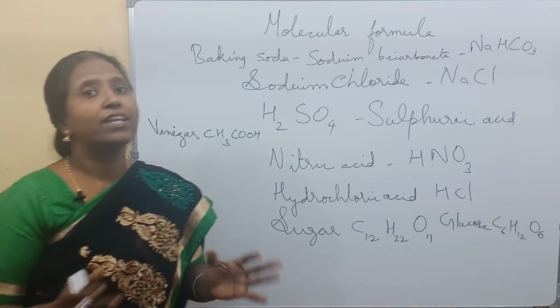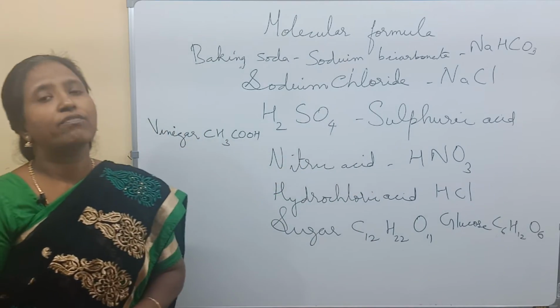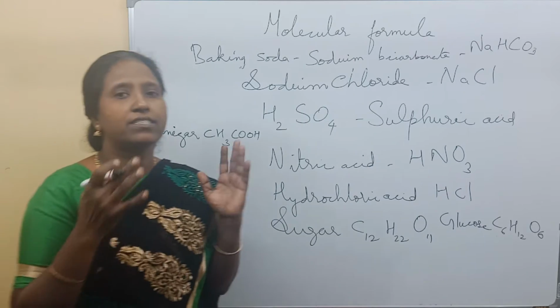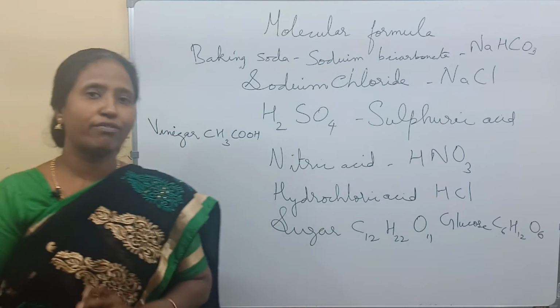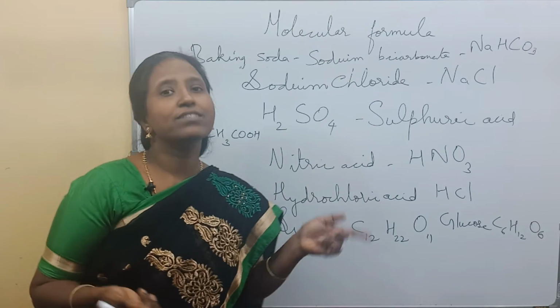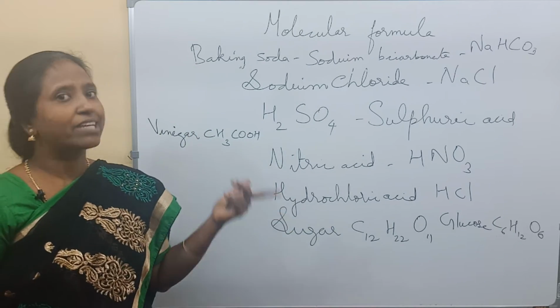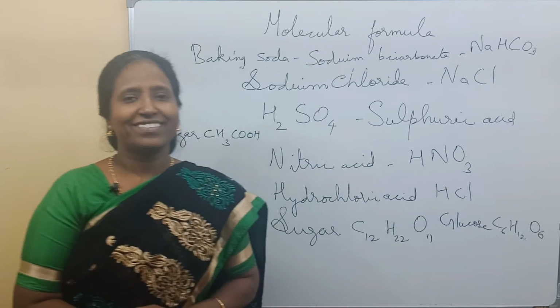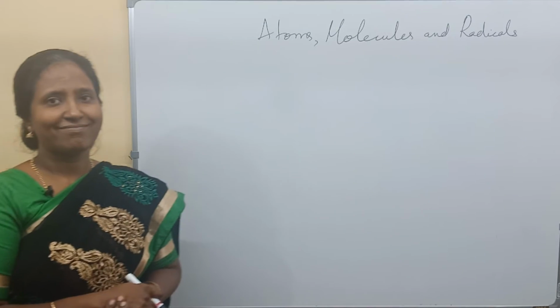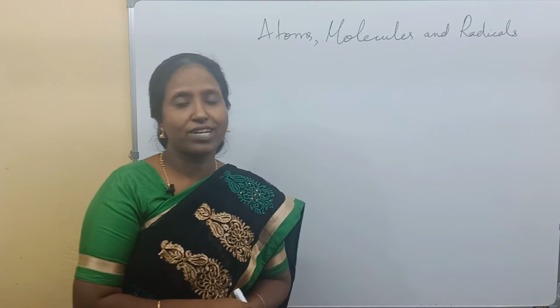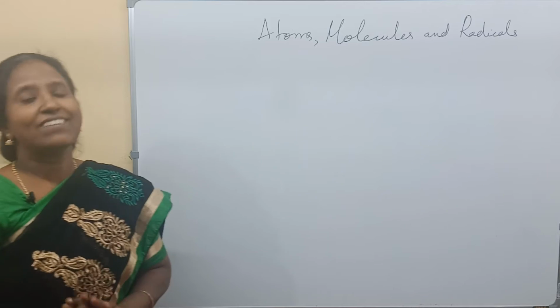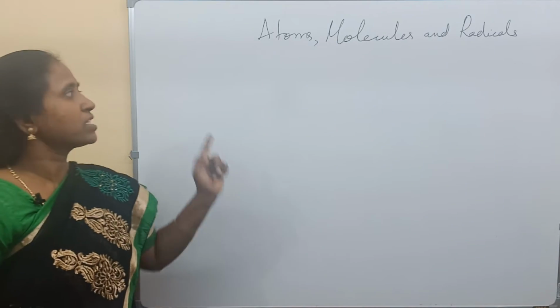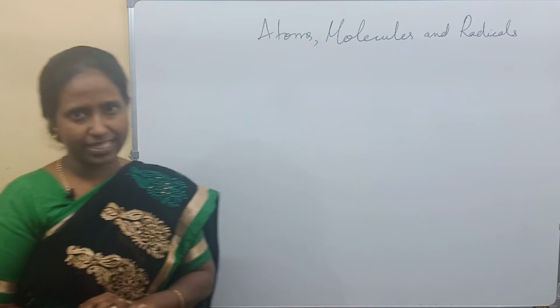Now we will come to a recapitulation of the entire text, the lesson that we have learned so far: acids, molecules and radicals. We will start with the recapitulation now. In this lesson we have learnt about atoms, molecules and radicals.